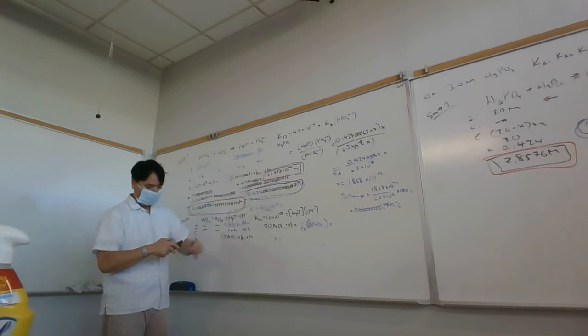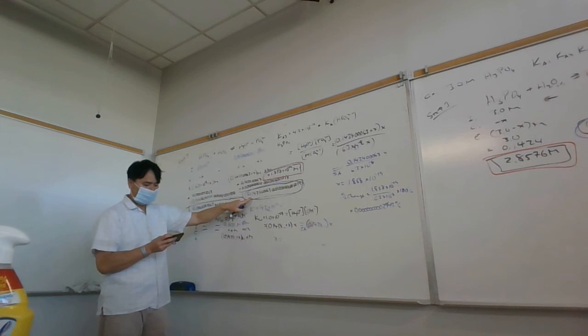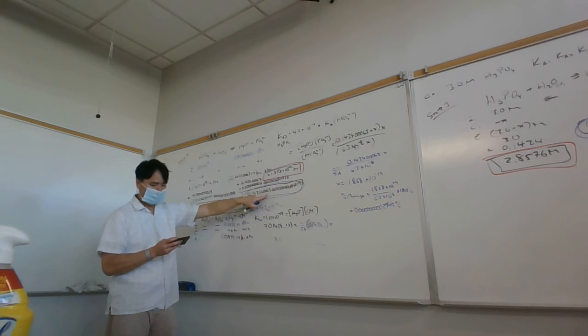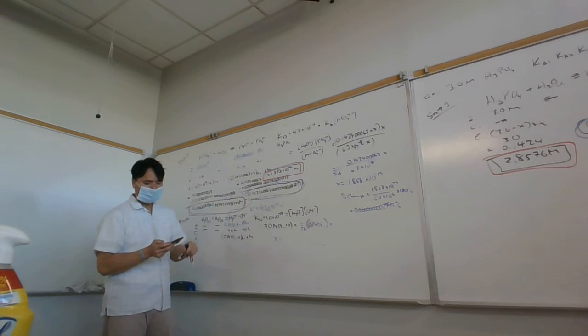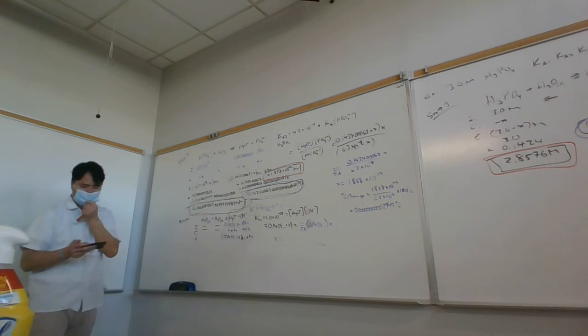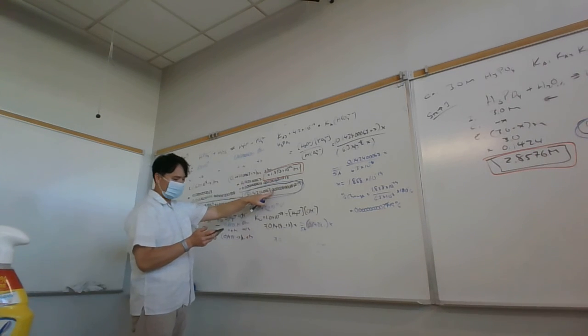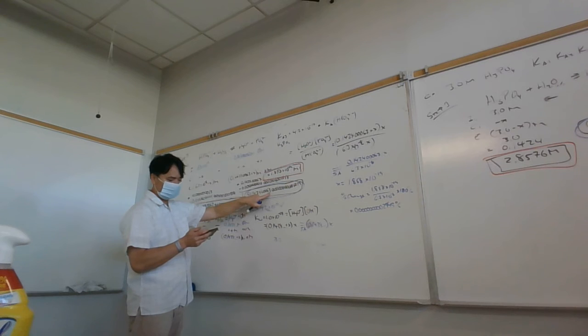So 1 times 10 to the negative 14 divided by 0.1424. I'll try to put as many digits in my calculator as I can. 000, 63. Okay, I stopped there. I can only fit this 3 in. That's it.